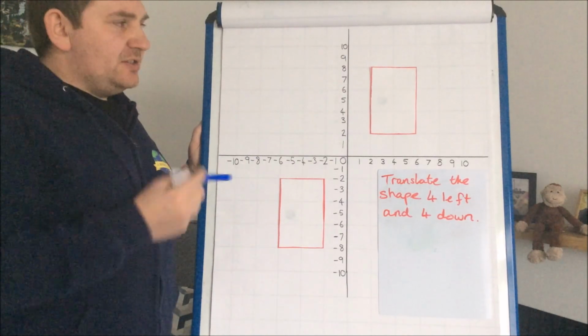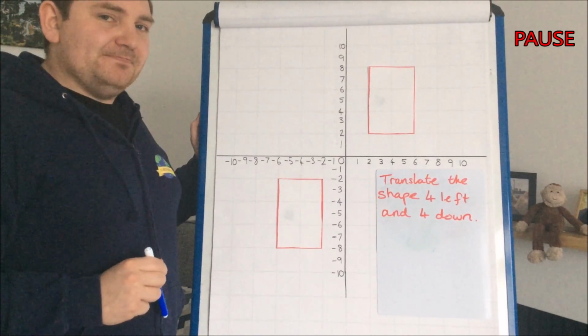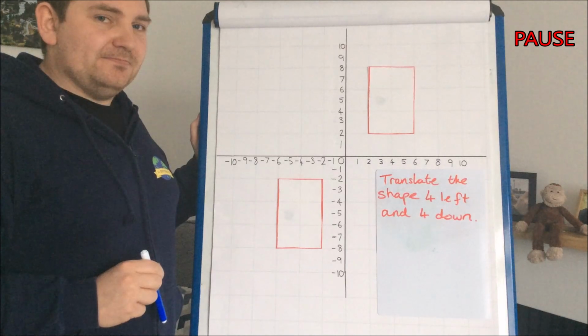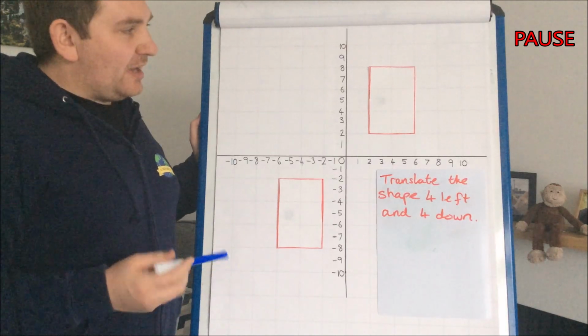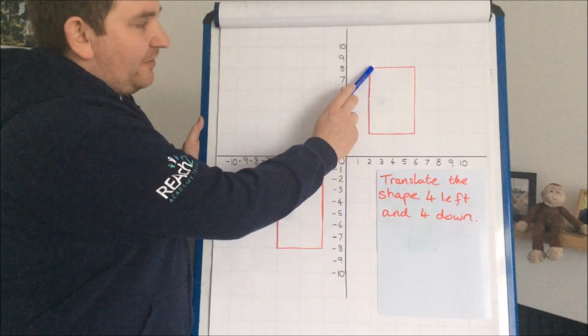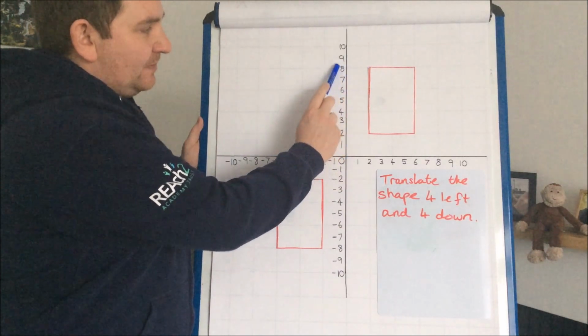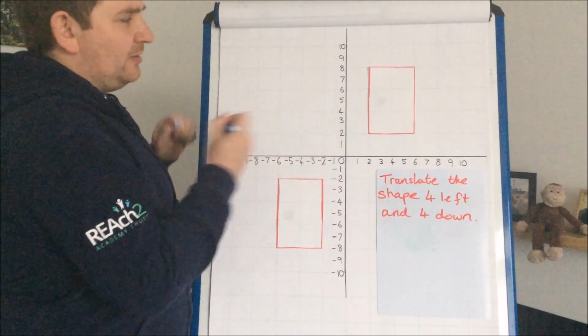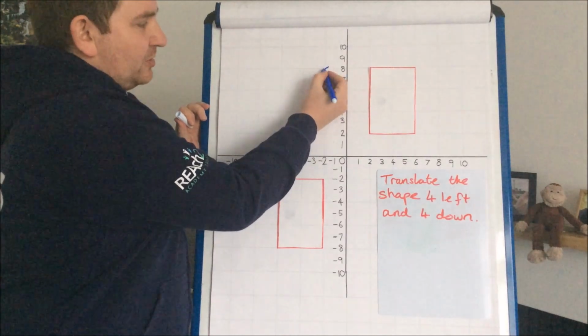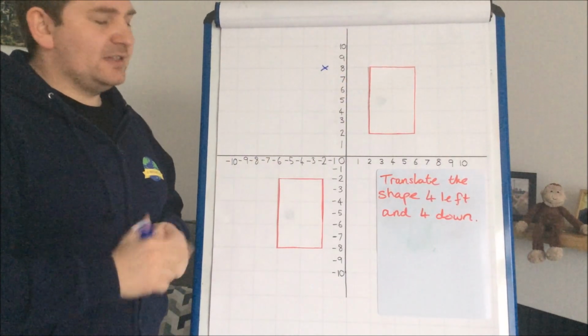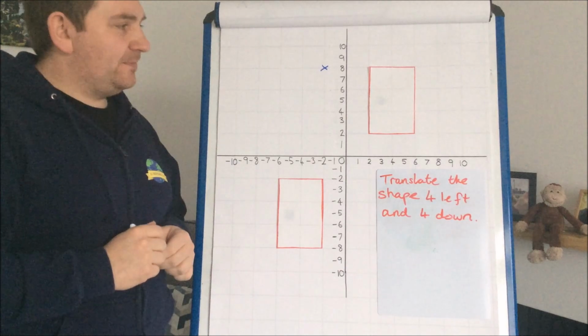You have a go first. Do you think he's done it correct? Okay, so let's think. 4 to the left. 1, 2, 3, 4. Well, that would put my new coordinate here. So I'm not convinced he's done this correctly.